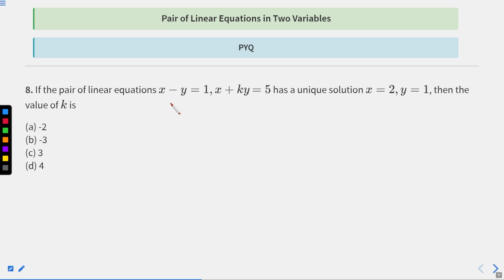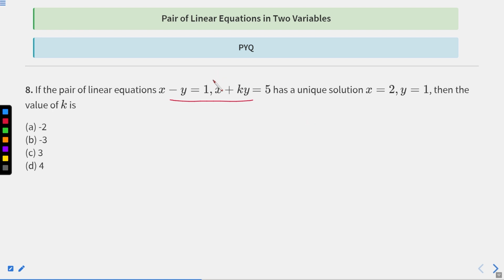Here we are given 4 options, and among these options we have the correct answer for the value of k. So basically we have to find the correct option. We are given this information: this pair of linear equations has a unique solution, and that solution is x = 2 and y = 1.